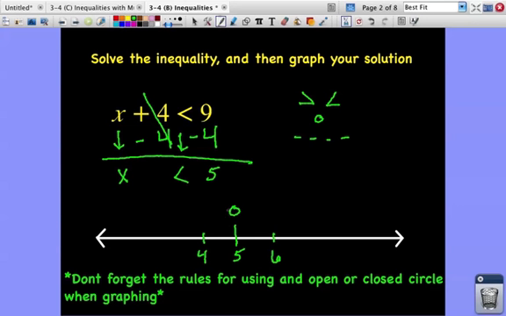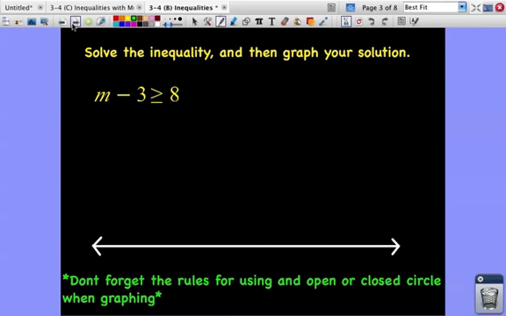x is less than 5, so if it's less than, that means all the values to the left on the number line will satisfy this inequality. So there's my solution. x is less than 5, and here's the graph solution of this inequality. And that's it, you guys. Those are the basic steps. That's all we're going to be doing for the rest of this video.